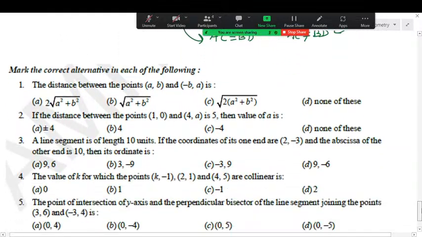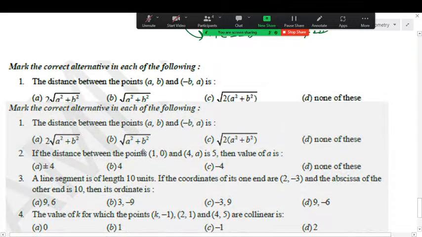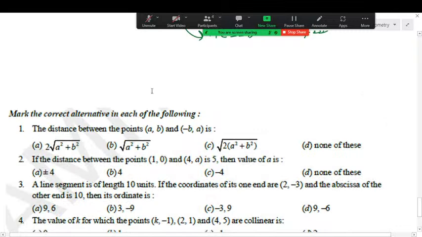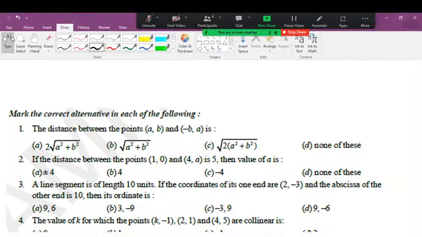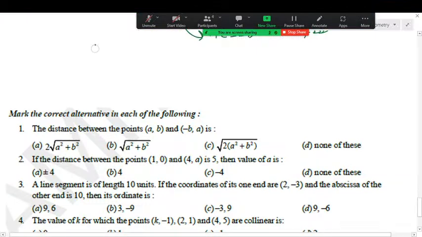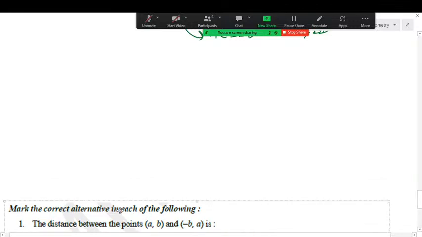Yeah, first question in front of you. These are 5 questions, some of them are based on collinearity as well as the direct distance formula. We will be solving these now. And one more approach is there that helps us to figure out collinearity. I will just tell that approach as well.